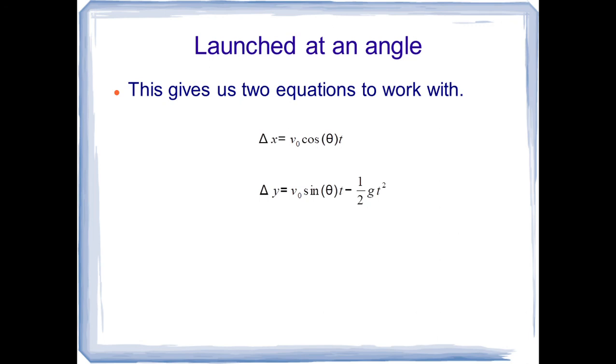And when we launched something up at an angle, it initially went up and then came back down. And the equation for that is v0 sine theta times t minus 1/2 gt squared. And so these aren't new equations, they're just special versions of our equations of motion. And so we'll look at how to use those together in class.